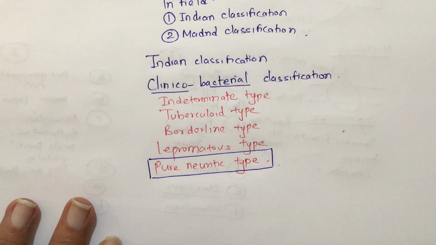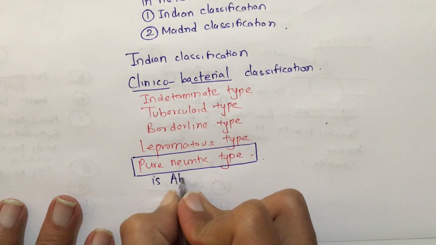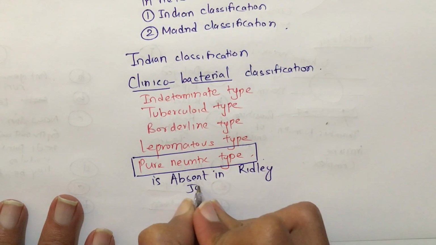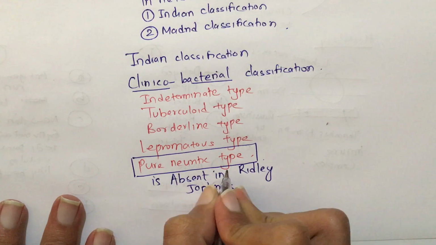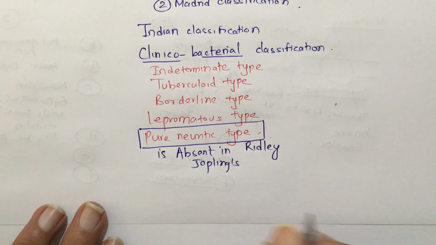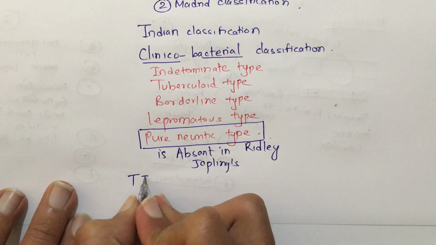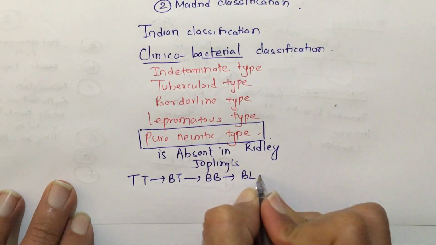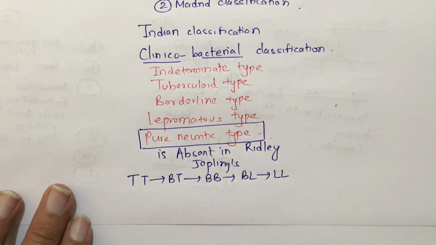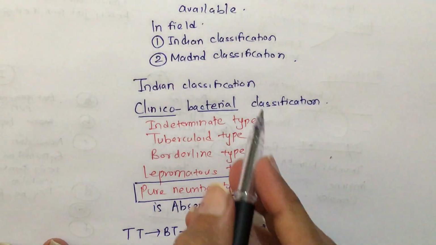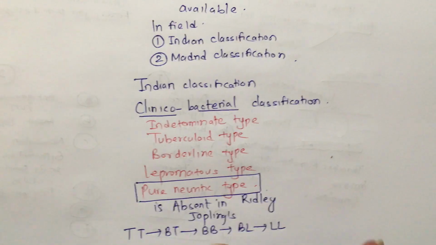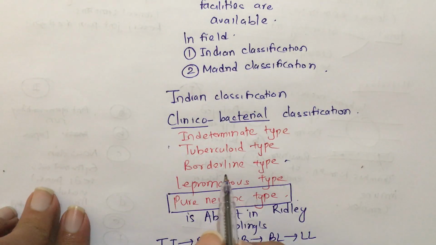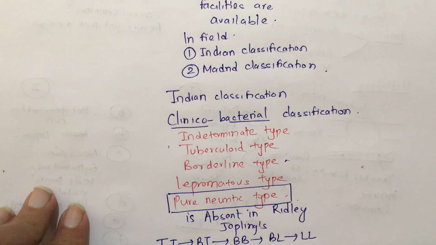This pure neuritic type is absent in the Ridley-Jopling classification. In the Ridley-Jopling classification, we did not have the pure neuritic type. There we used to have polar tuberculoid, borderline tuberculoid, mid borderline, borderline lepromatous, and polar lepromatous. So the pure neuritic type is only present in the Indian classification. So let us discuss what these indeterminate, tubercular, borderline, lepromatous, and pure neuritic types are.